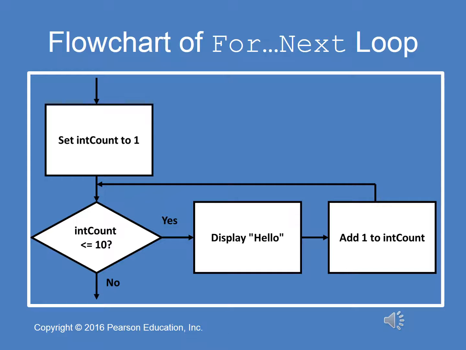Sorry. So we set the int count to 1. We go into the Boolean expression, which is implied: int count less than or equal to 10. If yes, display hello, add 1 to the int count. So all of this automatic counter management is built into the for loop. And we continue until the Boolean expression int count less than or equal to 10 becomes false, and then we skip over the body of the loop and move on to the next statements in our program.